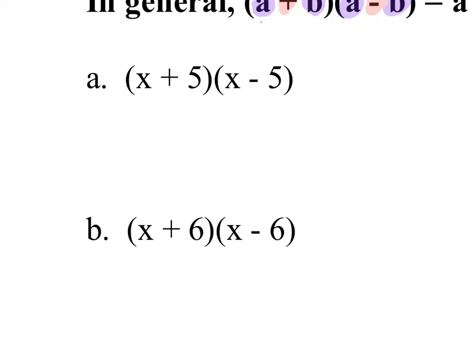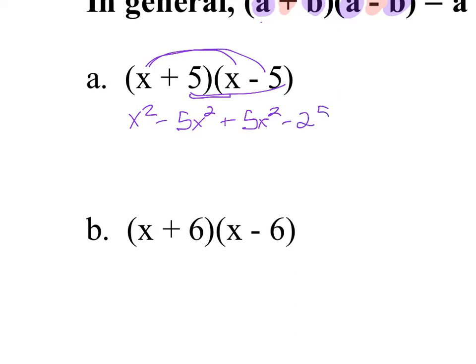Okay, so x squared minus 5x plus 5x. Notice those are going to cancel, aren't they? And then the last are going to give us a minus 25. But notice that I have a minus 5x and a plus 5x. When I add them, I'm going to get 0. So my final answer is going to be x squared minus 25.